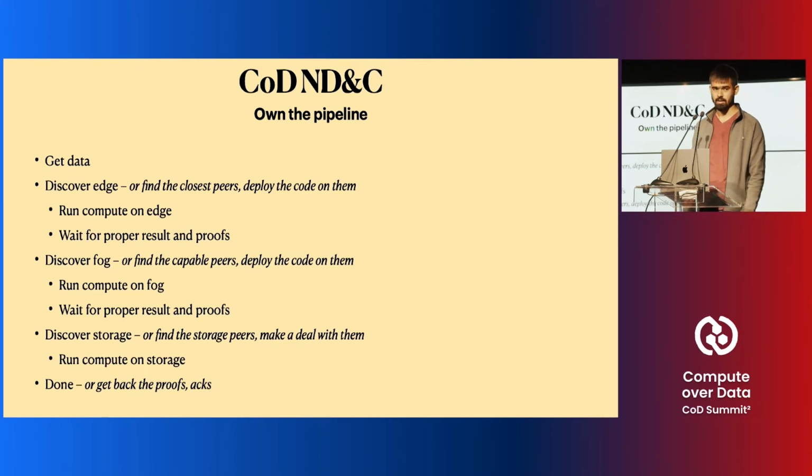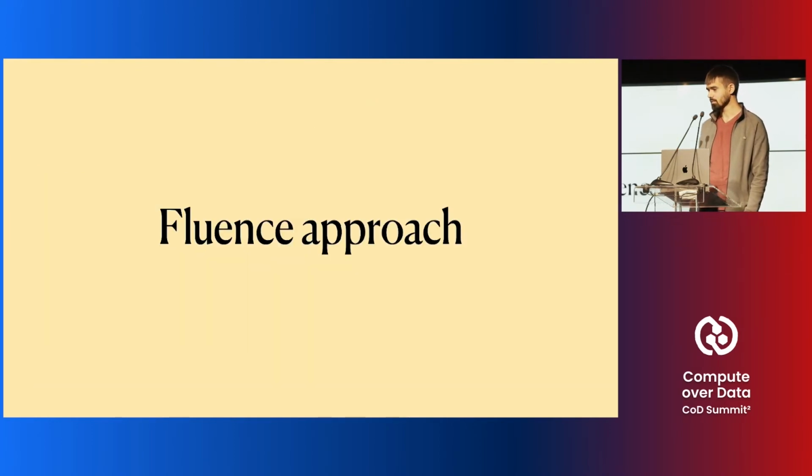And when it's done, it doesn't mean that it's just stored. I might want to have the proofs that everything was done, that everything is okay. Or maybe I want to distribute some incentives or to have some acknowledgements. So ideally, the pipeline should look like this, and it should not depend on any particular network. So that's about the Fluence approach.